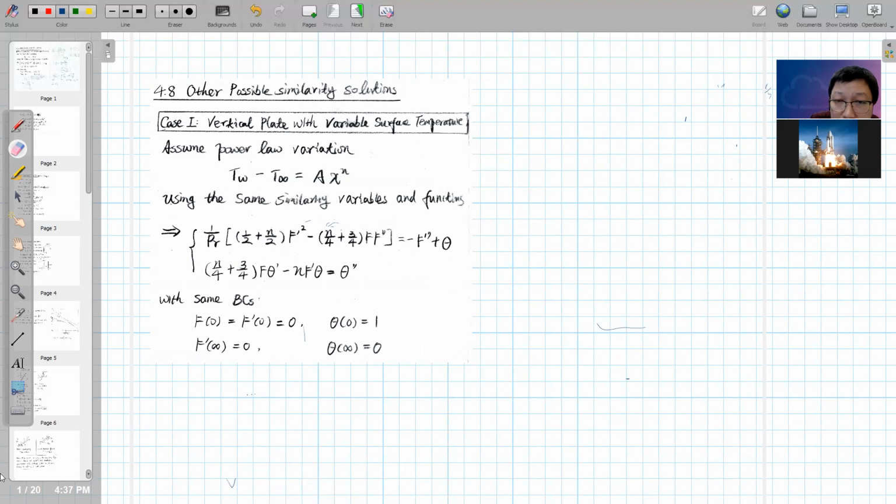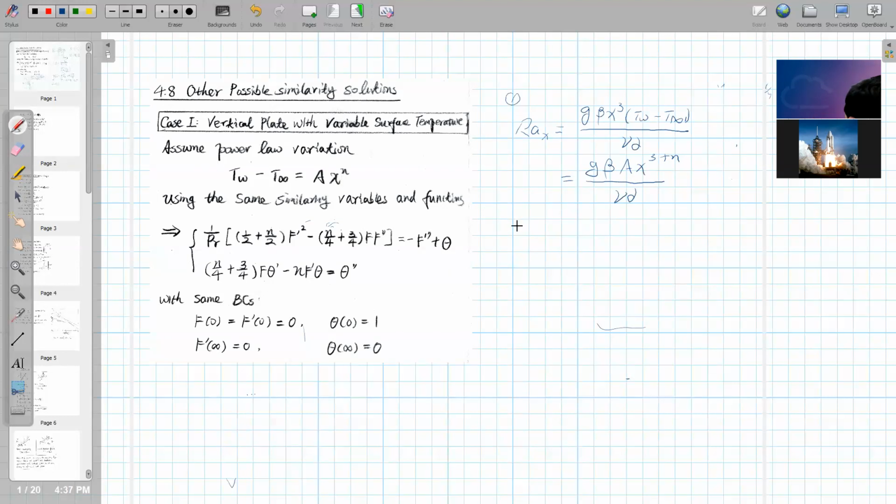Okay, so basically the things we need to be careful of: the first thing is the Rayleigh number in these cases, which we defined as g beta x^3 (T_wall minus T_infinity) divided by mu alpha. It can be rewritten as g beta A x^(3+n), because T_wall minus T_infinity equals A x^n, divided by mu alpha.